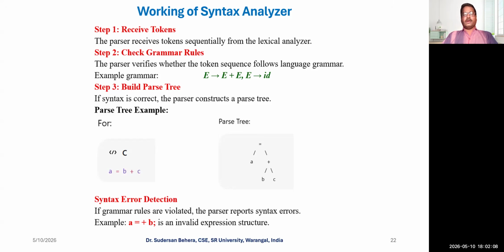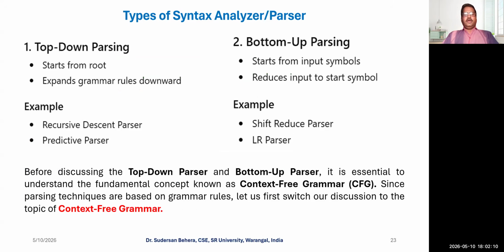Next, the types of syntax analyzer. There are two types of syntax analyzer or parser, because I said the other name of syntax analyzer is parser. One is the top-down parser and the second one is the bottom-up parser. Top-down parser is also called top-down parsing. If you say top-down parsing also, that will be no mistake.